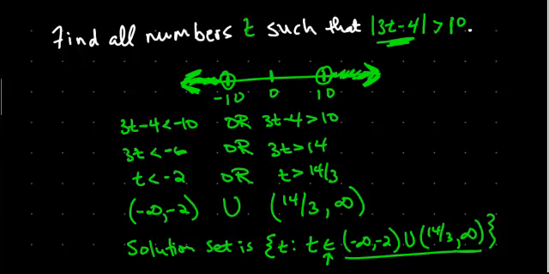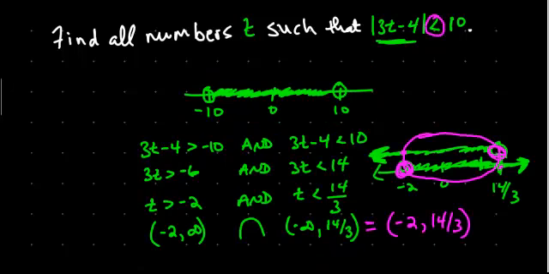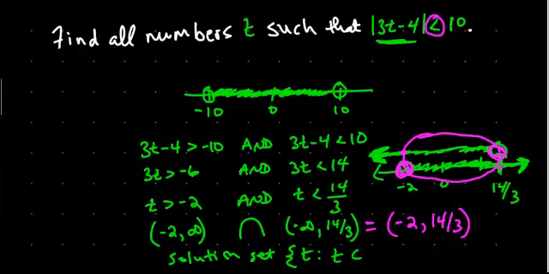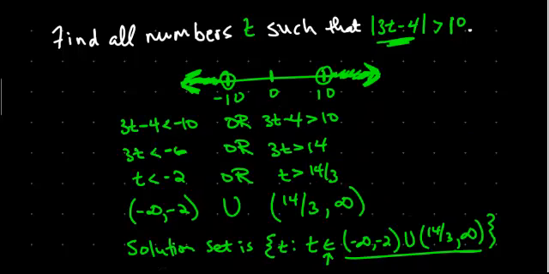Okay, so that being said, let me go back. I don't think I stated the solution set here, so let me state this solution. So this solution set is going to be all t such that t is in this interval from -2 to 14/3. Okay, and that's going to conclude those 3 problems.